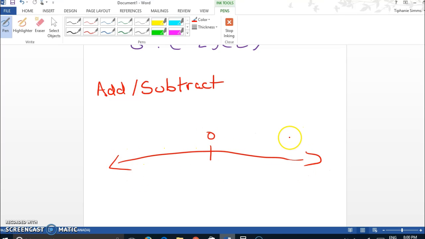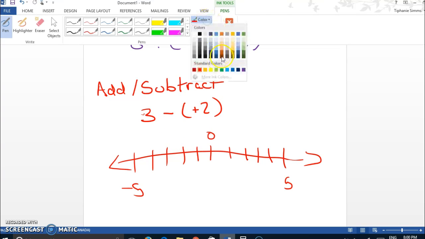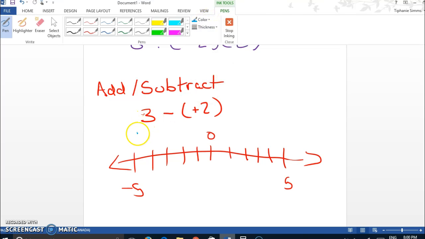Okay, we got 0, and we got 1, 2, 3, 4, 5 going up and increasing, and -1, -2, -3, -4, -5 decreasing as we go left. So whenever we're going to add or subtract two numbers, let's say we got 3 minus plus 2, let's just say. Okay? So here's how I always think of it. The first number is where I'm starting. I picture on the number line, like here's 1, 2, here's 3. I'm going to start right here at 3 with that big blue dot.